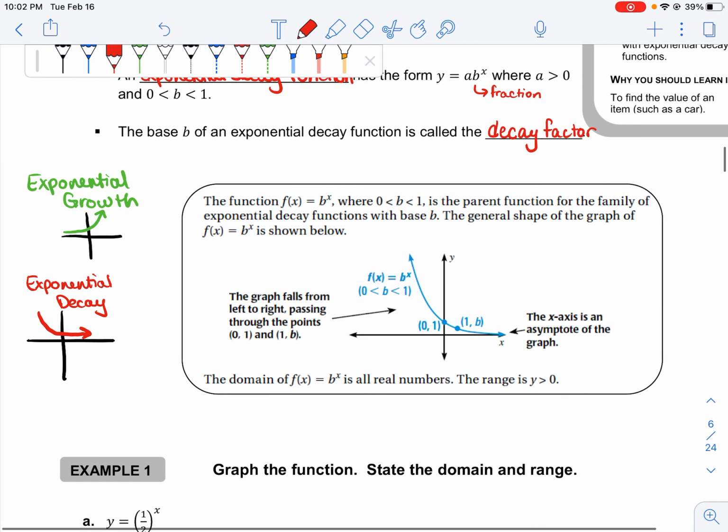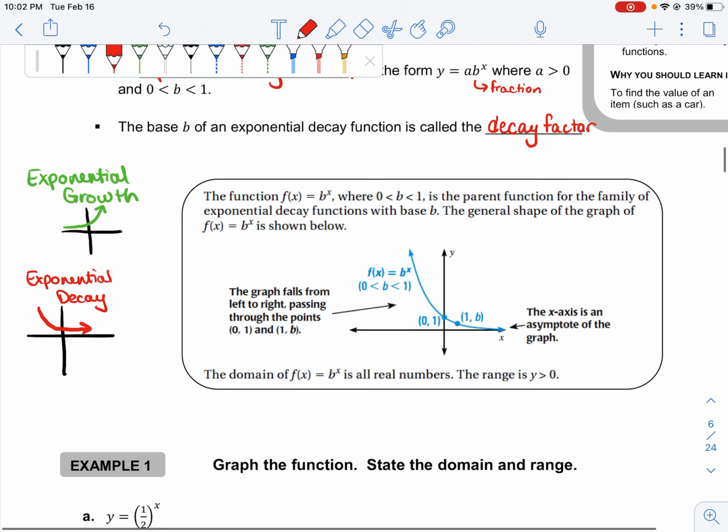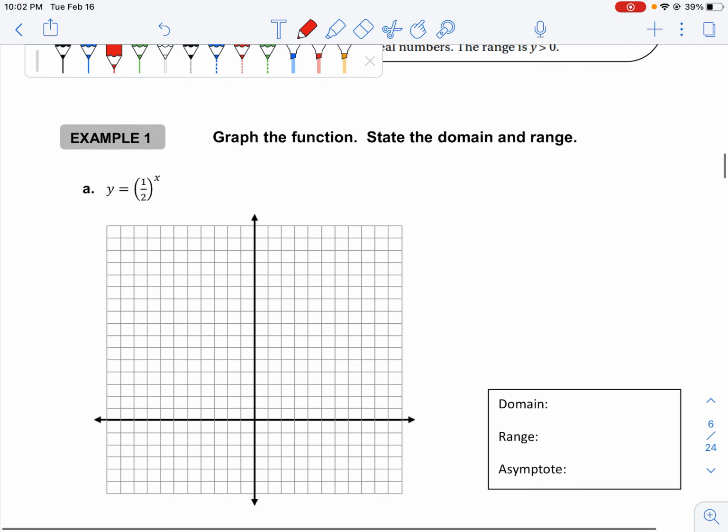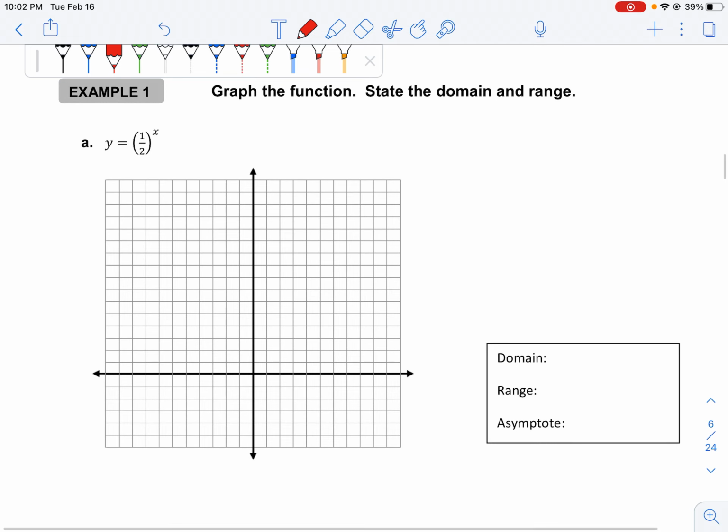So we're going to use the same method to graph this as last week, where you're going to test at x equals 0 and at x equals 1, and you're going to find this pattern where you really don't have to do a ton of math. So let's take a look at example 1. We're going to graph the function, state the domain and range. So just like last week, start with x equals 0 and x equals 1.